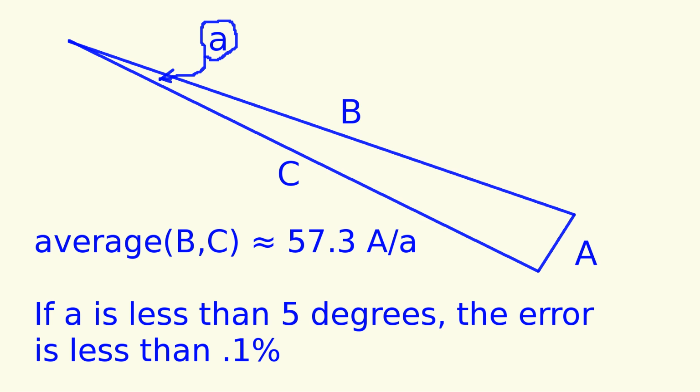A quick, no sine needed estimate, by the way, can be had by dividing a short side by its opposite angle and multiplying by 57.3. If the angle is less than about 5 degrees, this gives the average length of the two long sides to good accuracy. I hope this tames the triangles for you.